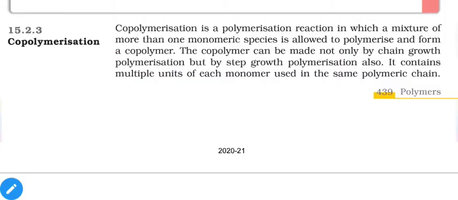As the name suggests, in copolymerization we use more than one type of monomer. When more than one type of monomer reacts with each other and is allowed to polymerize, it is called a copolymerization reaction, and the product obtained this way is known as a copolymer. Copolymers can be made not only by chain growth but also by step growth polymerization, and they contain multiple units of both types of monomers in the polymeric chain.